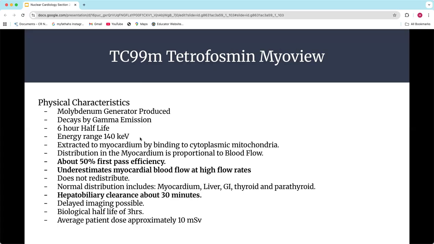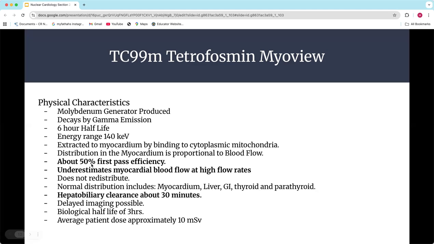All right, so the third one, which is called tetrofosmin, or MyoView, you'll hear it called. And you're going to notice on here, it being a tech product, most of this is the same as the Cardiolite. It's just slightly different, made from a different company, right? And so you often will see this one, but again, it's molybdenum produced, decays by gamma, 6-hour half-life, 140 keV range, goes into the myocardium the same way through the mitochondria. Distribution is proportional to blood flow.